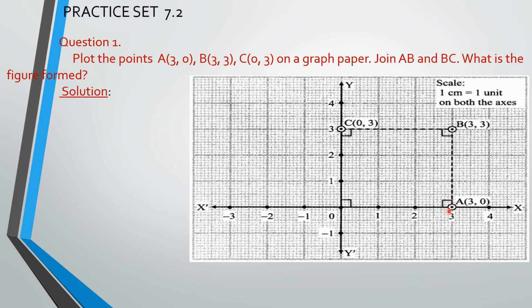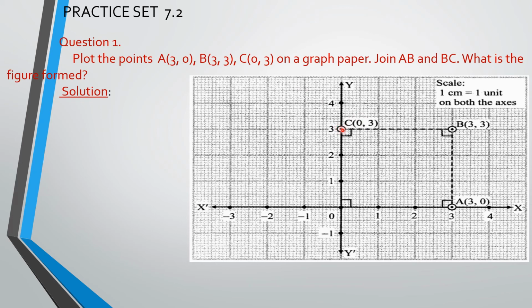And the second coordinate B of 3 and 3, x coordinate is 3 and y coordinate is 3. Here the coordinate B is the point of intersection of the lines which are parallel to the x-axis and y-axis, B of 3 and 3. And your third coordinate is C of 0 and 3. The x coordinate is 0, which means the point lies on the y-axis. Therefore, this point is C of 0 and 3.